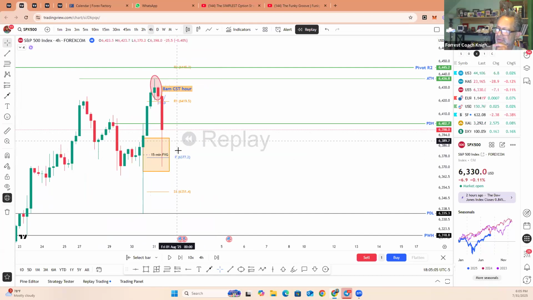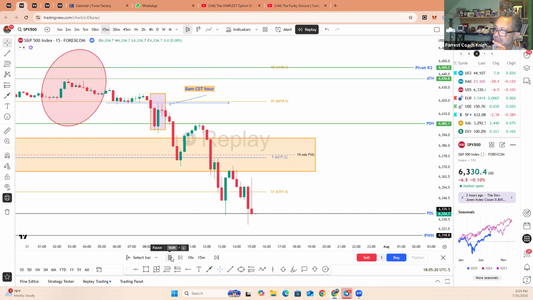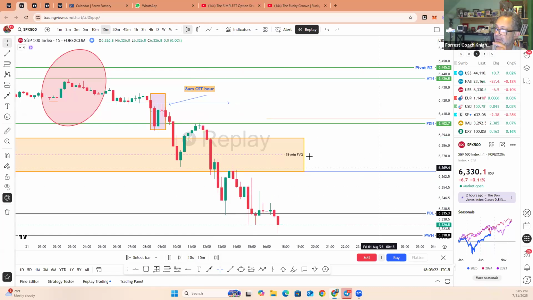I don't remember where I got out on SPX. Hold on, let me see. Let me hit the play button down here and see what happens. Let's go back to the 15-minute. So as this ran up, it did exactly what SPY did. It came down to about 2/3 of the 15-minute fair value gap, turned around, popped it back out, came back down, blew through the fair value gap, and retested the bottom of the fair value gap.